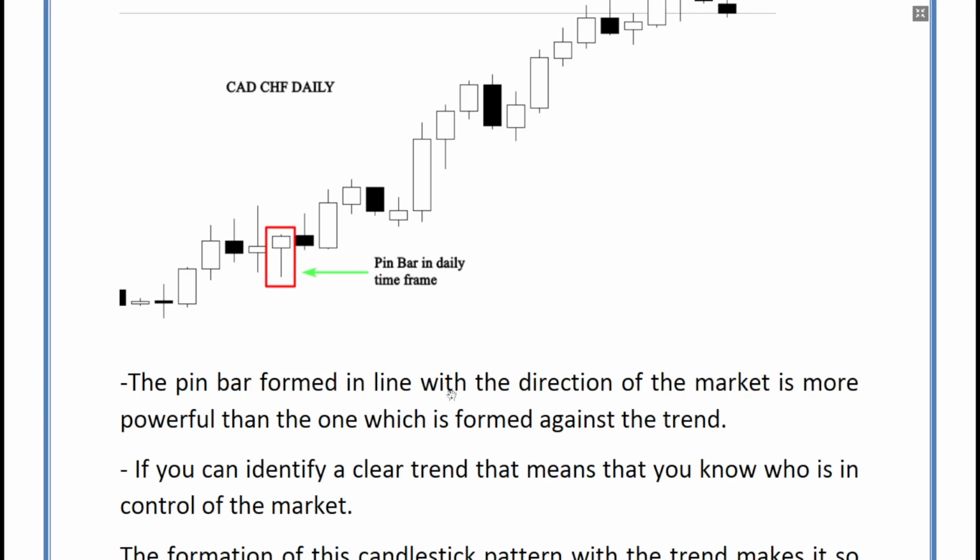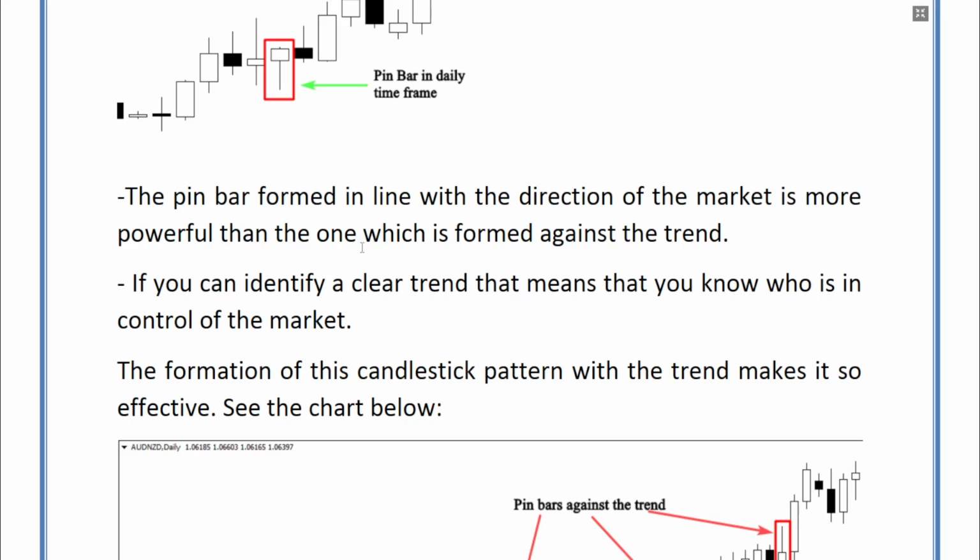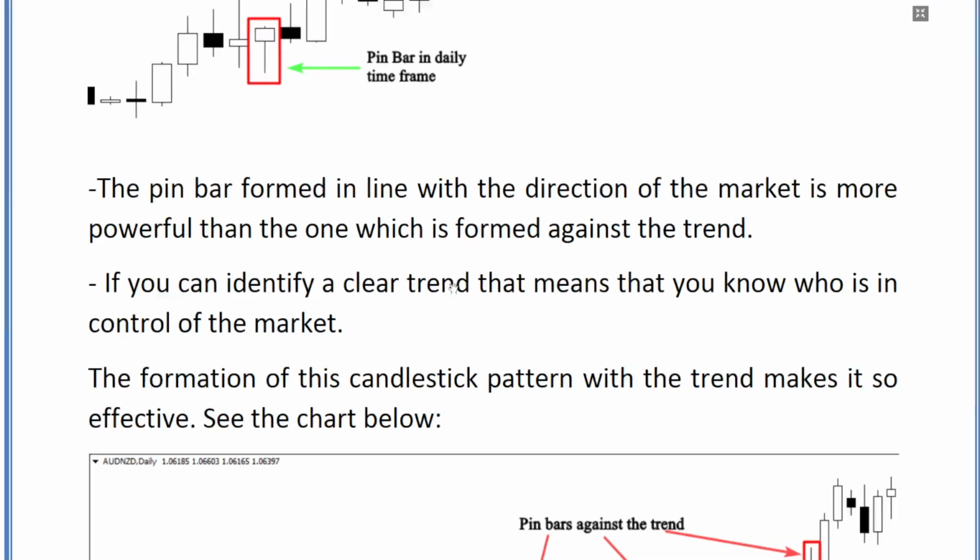Don't rely on a pin bar that is formed against the trend. I repeat, for any market that you trade, never go against the trend. Always flow with it. It's like a river. If the river is moving downstream and you try to swim upstream, it will be very, very difficult for you to be successful. So always flow with it. If you flow with the market, your account will be flowing with nice cash. So guys, always flow with the market, never against it.